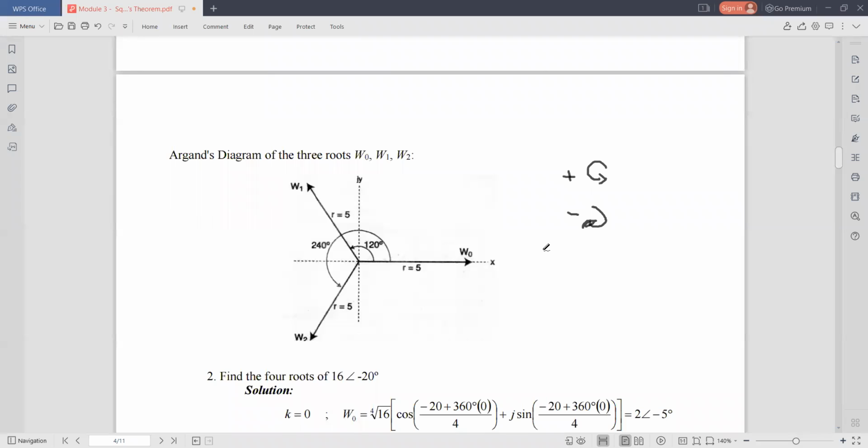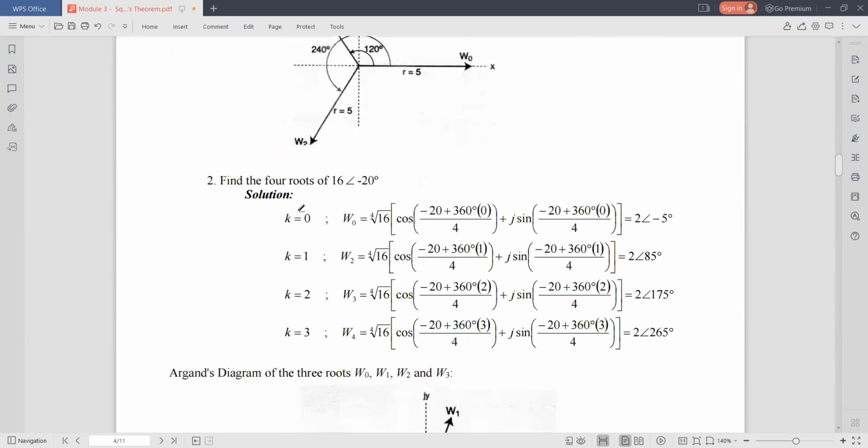And how about the fourth root here? You have your fourth roots here. So the same process. We just follow the same process, and for this case we have the fourth root of 16, that is 2. So just take the nth root of your magnitude, and then for your angle, you just follow the trigonometric form.